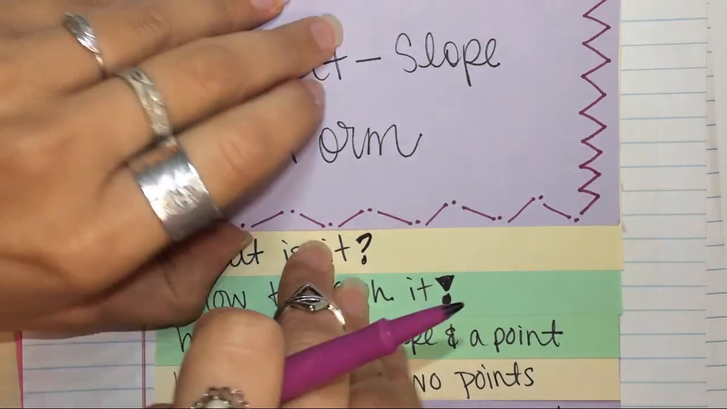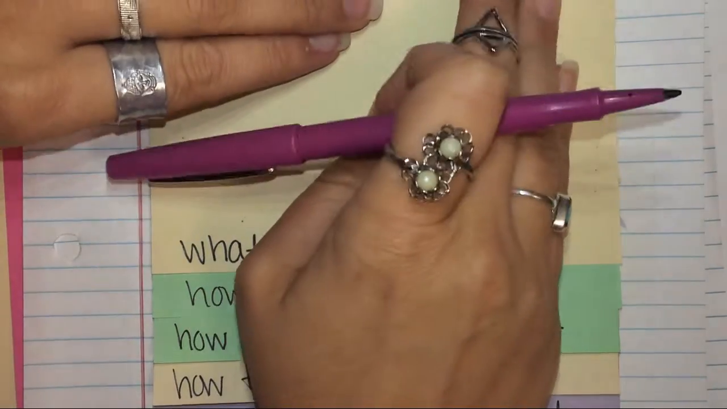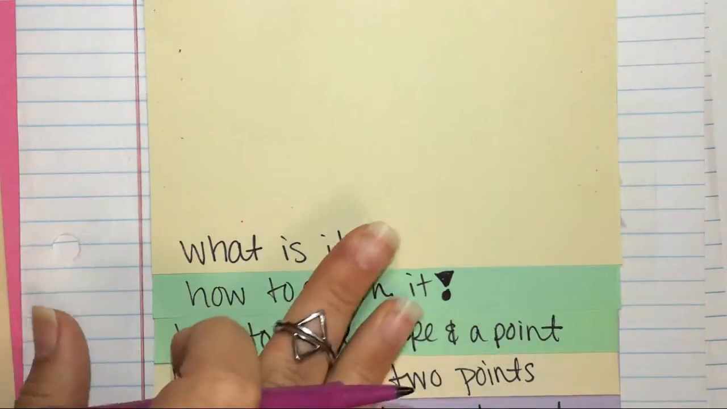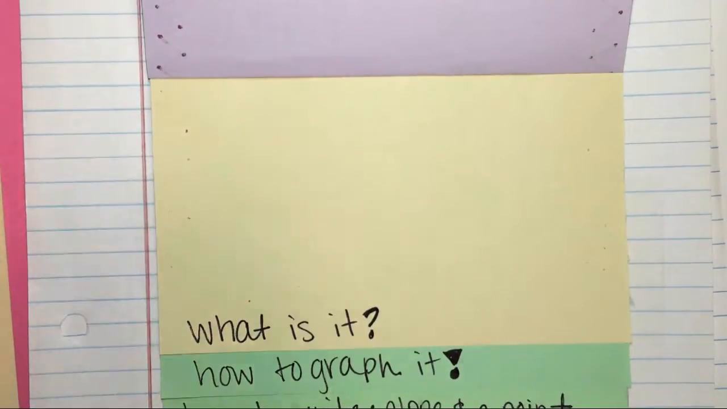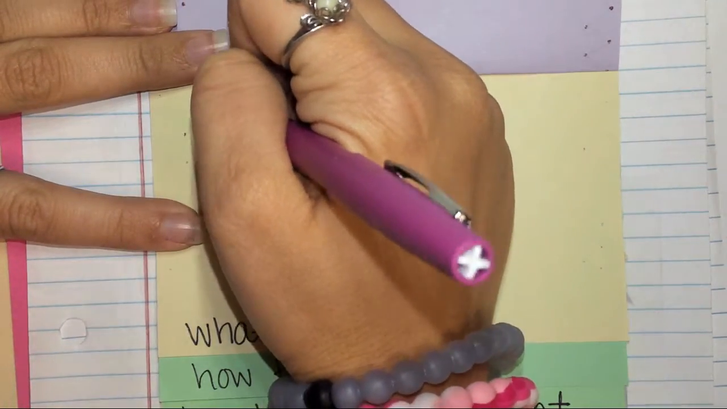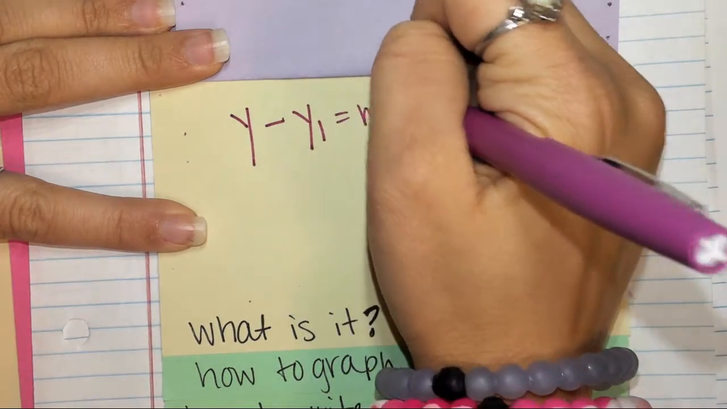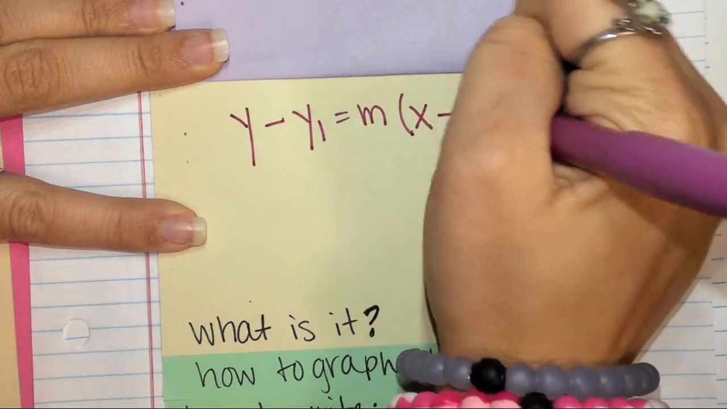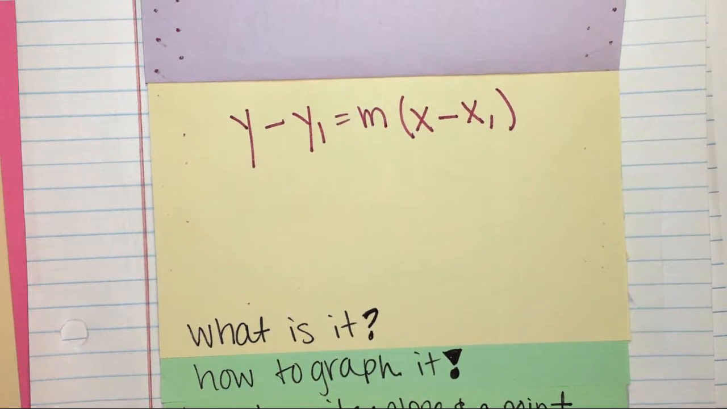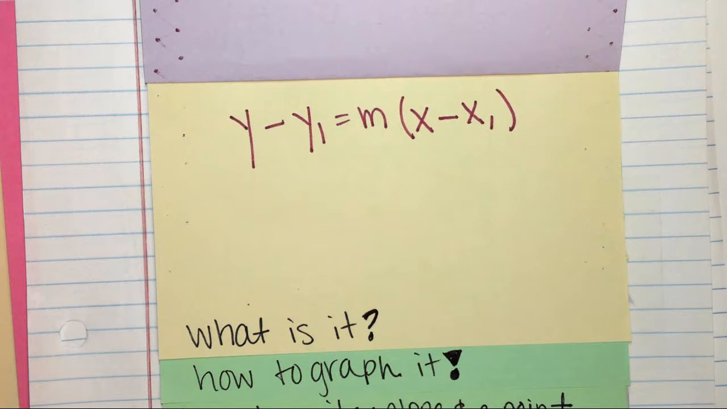So what we're going to do is talk about what the parts of point-slope form are and what they are used for. Now, point-slope form looks like this. It says y minus y1 equals m times x minus x1. Does that look familiar at all? It should, because we've seen it kind of before.